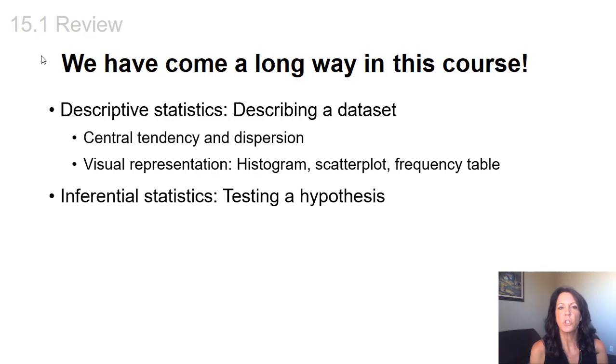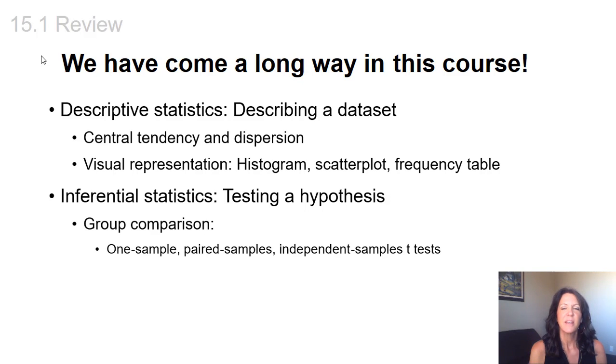And then we transitioned into inferential statistics where we're testing a hypothesis. And we did this in a couple of different ways. You had about three or four weeks where we were looking at group comparisons with a one sample t-test, a paired samples t-test, an independent samples t-test, and even way back to the z-test. That's when we were comparing different groups. And then last week we talked about Pearson's r and correlation, looking at the relationship between two variables. So this is where we've come.